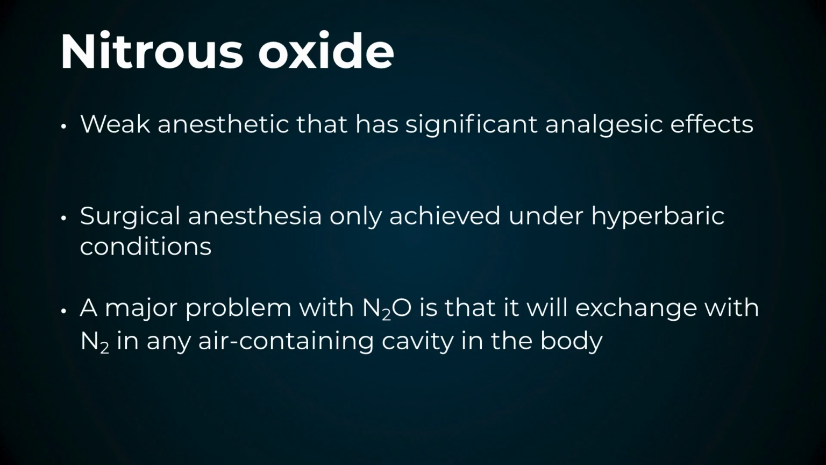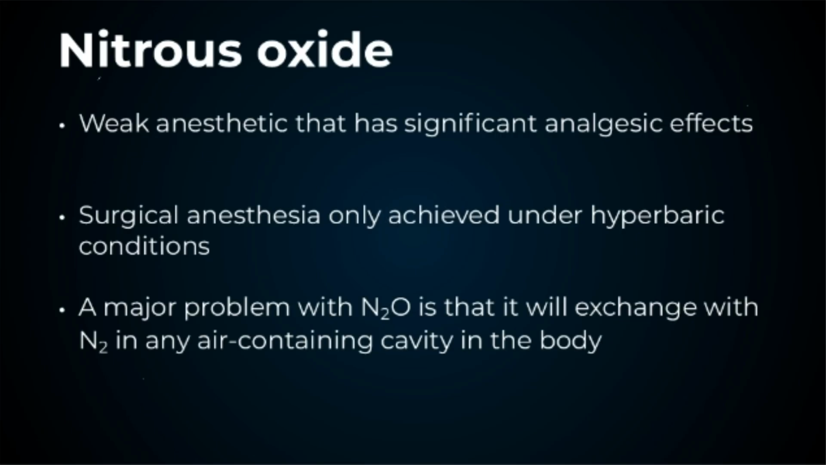So let's now proceed to the gaseous agents. The first is nitrous oxide. It's one of the oldest. Nitrous oxide is a weak anesthetic that has significant analgesic effects. Surgical anesthesia is only achieved under hyperbaric conditions. A major problem with nitrous oxide is that it will exchange with N2 in any air-containing cavity in the body.